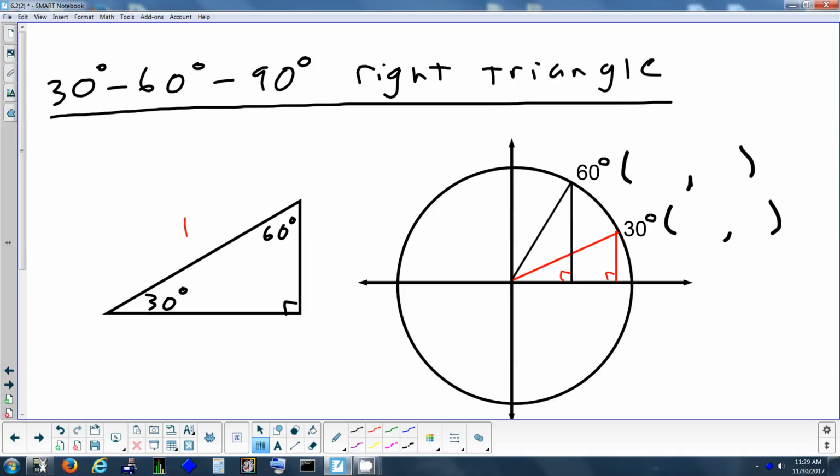In a 30, 60, 90, the short side is always half the hypotenuse. Always. So if the hypotenuse was 10, the short side would be 5 in a 30, 60, 90. And now once you have two sides, what theorem could you use to get the third side? You could do the Pythagorean Theorem. I'm just going to tell you what the answer comes out to if you do it. It will come out to the square root of 3 over 2.